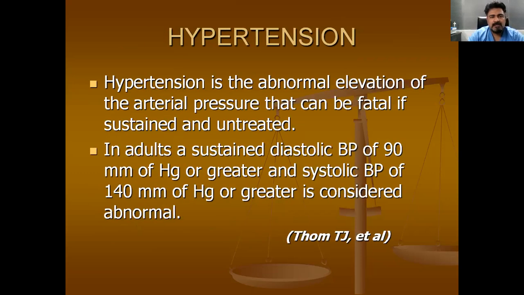Hypertension is another thing that you will commonly encounter in extraction patients. Sometimes it leads to more bleeding also. It is an abnormal elevation of the arterial pressure that can be fatal if sustained and untreated. In adults, a sustained diastolic BP of 90 millimeters of mercury or greater, or a systolic BP of 140 millimeters of mercury or greater, is considered abnormal.